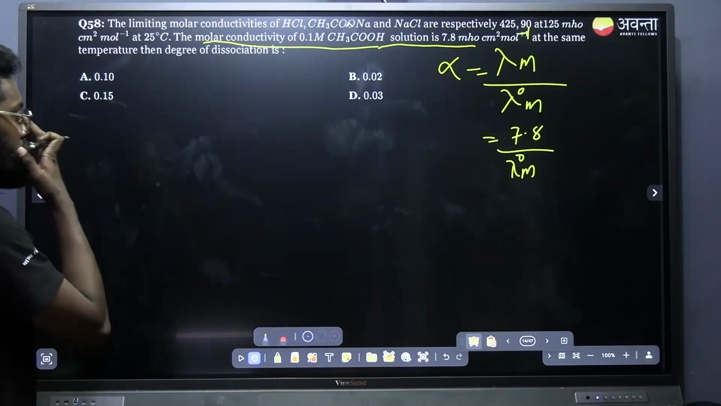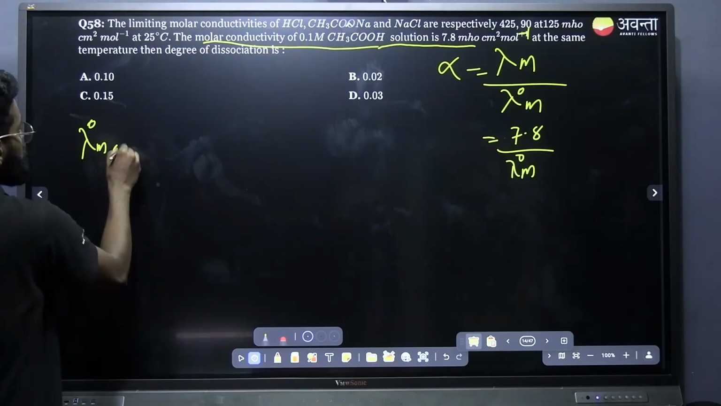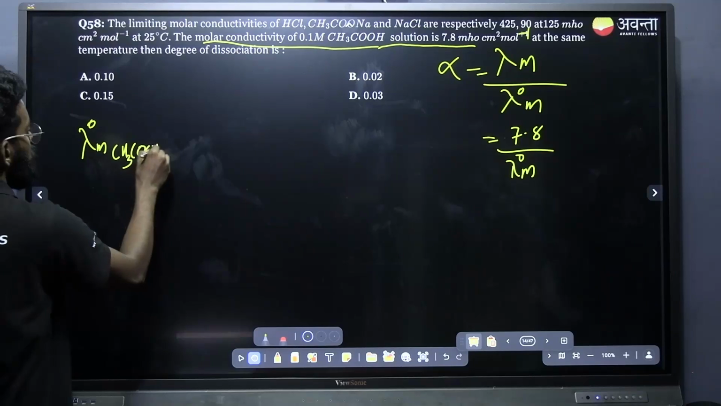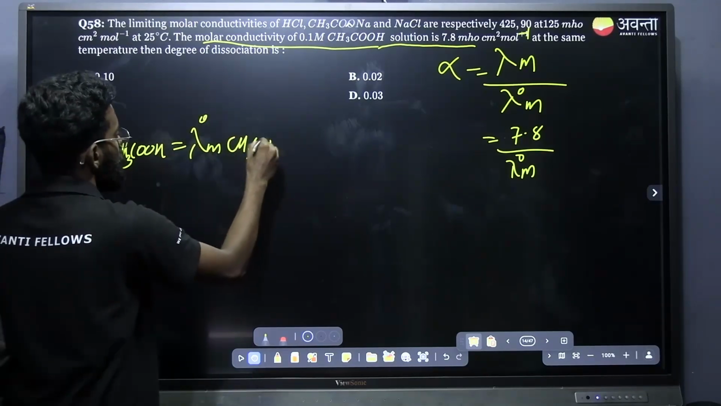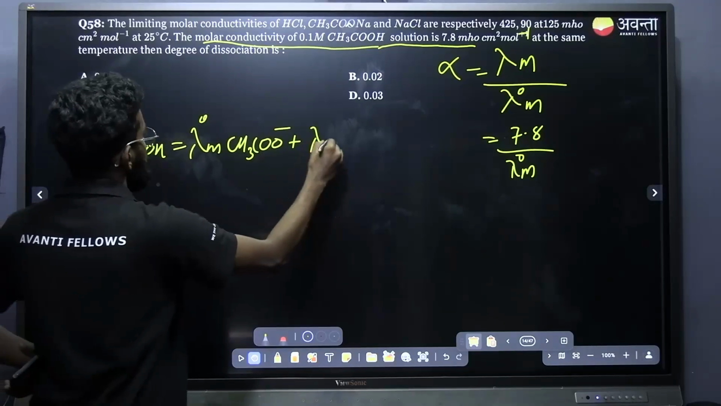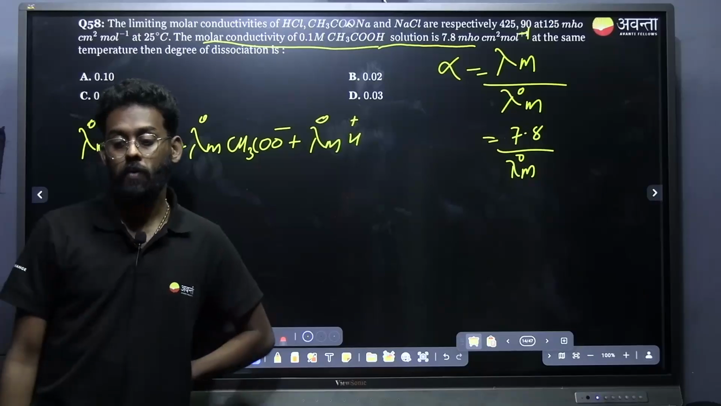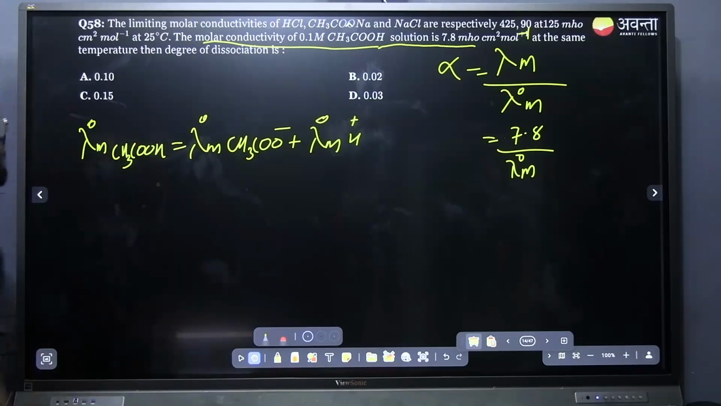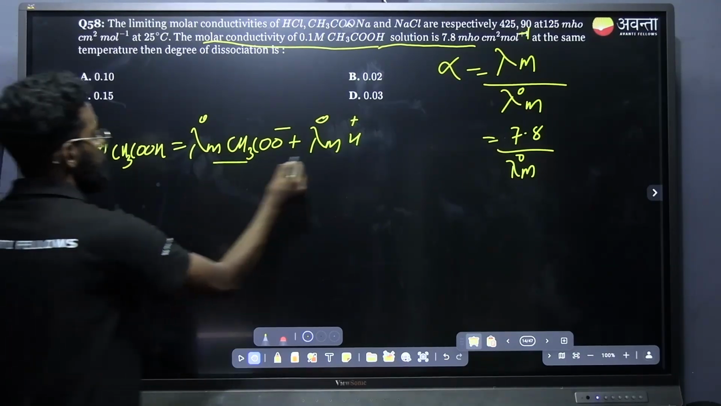Lambda m naught is not given, but the details needed to find lambda m naught are given in the question. How can we find out lambda m naught? Lambda m naught of CH3COOH is equal to lambda m naught of CH3COO minus plus lambda m naught of H plus. This is according to Kohlrausch's law. This is how we can find out limiting molar conductivity of a weak electrolyte.